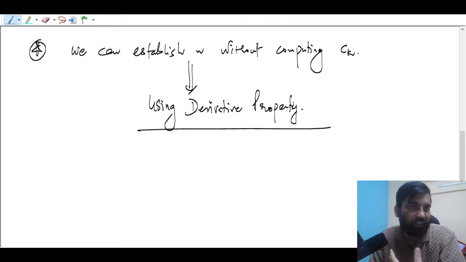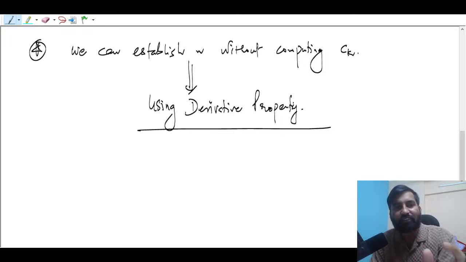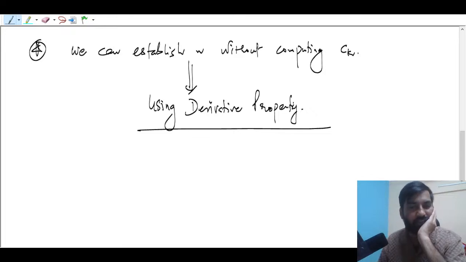But suppose we have some other kind of periodic signal, like a square pulse, sawtooth waveform, or trapezoidal waveform. Then my ck is going to be dependent on k as well. So ck will be proportional to 1 by k, 1 by k square, 1 by k to the power n in general. We can establish this n without computing ck. That is the beauty of the derivative property. That is very important to keep in mind.